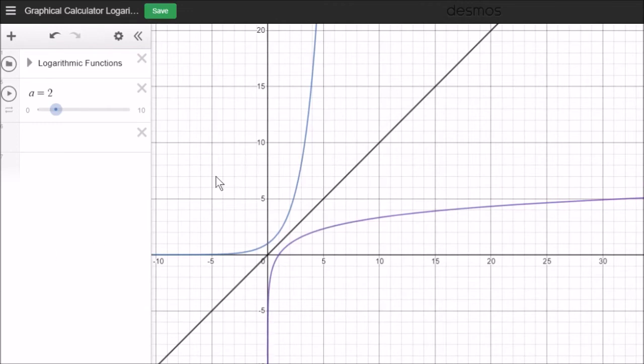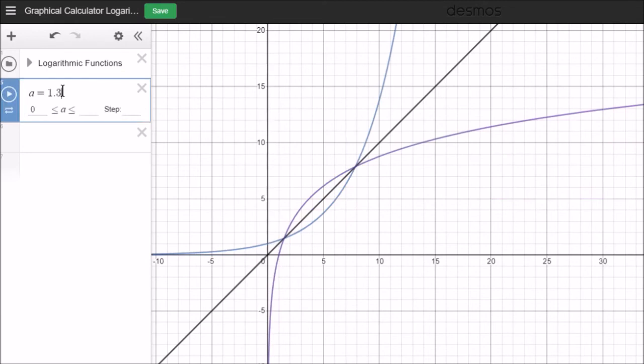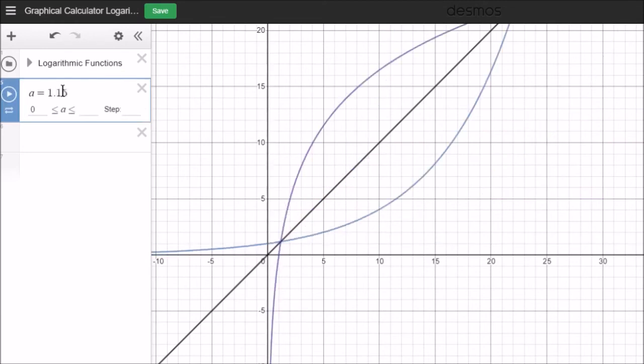So let's go back to the original question, which was, if the population of the rabbits is increasing at 15% per annum, how long does it take for the rabbit population to double? Now we worked out an equation which would be 1.15 to the power of n, so we'll put this 1.15 in here. So the function here, 1.15 to the power of n, is the blue function.